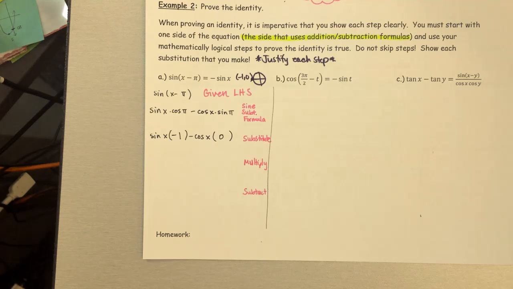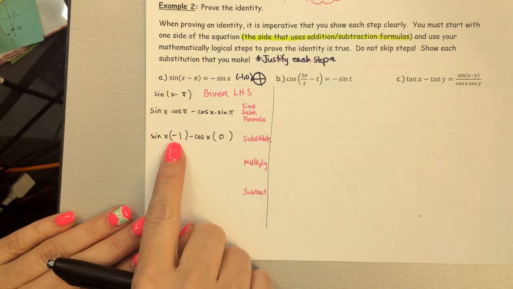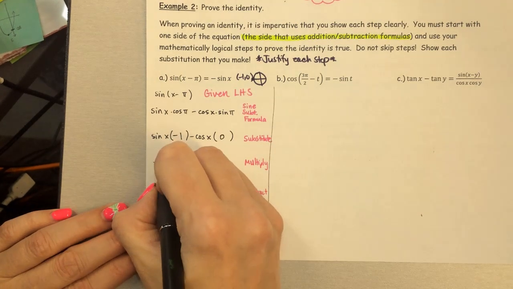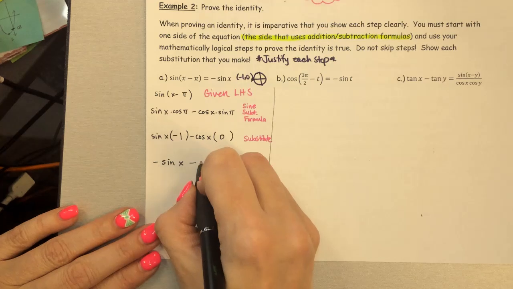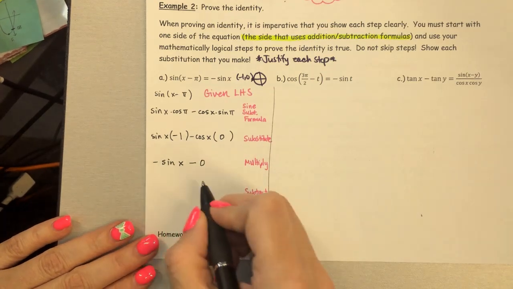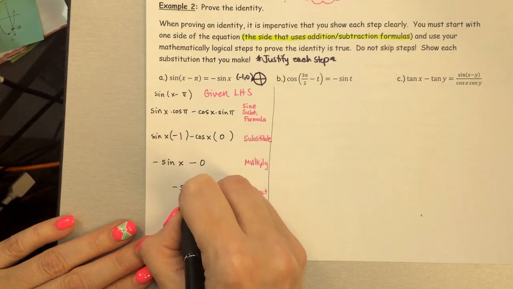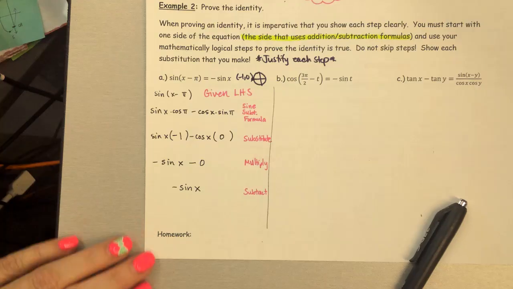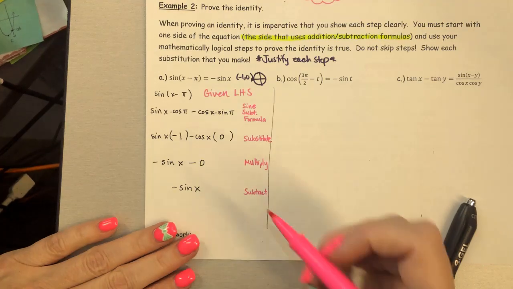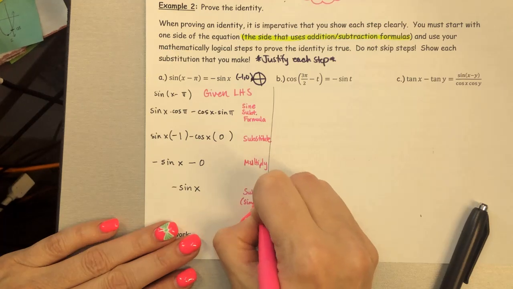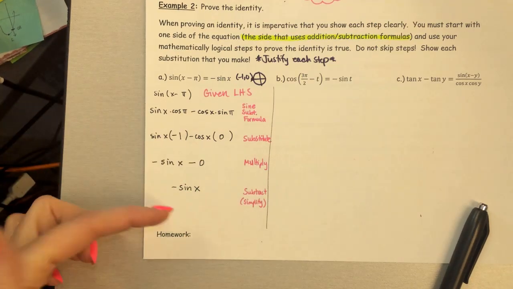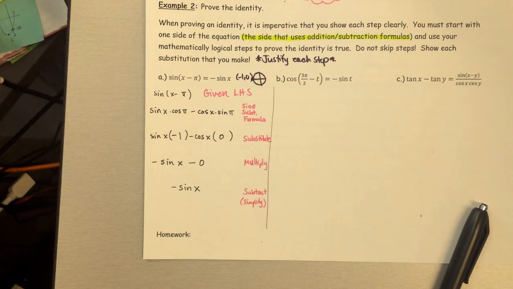Now we're just going to multiply. So sine times -1 is the negative sine of x. Anything times 0 is just going to be 0, so it's -0. And so when you subtract those, you get the negative sine of x. I don't care for the last one if you put subtract or if you want to put simplify. I would be fine with that as well. You are just subtracting the 0 there.